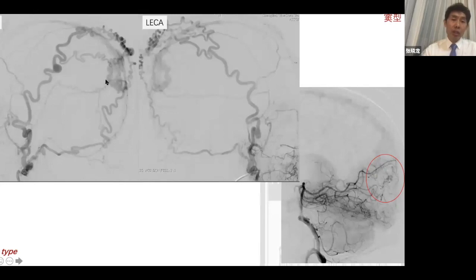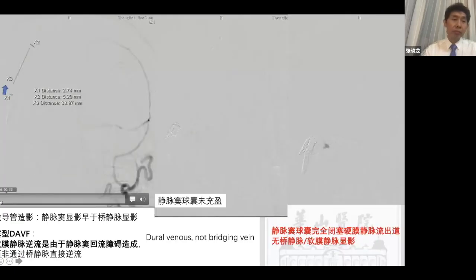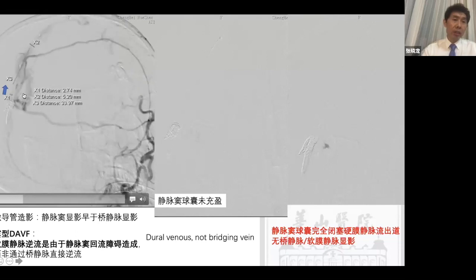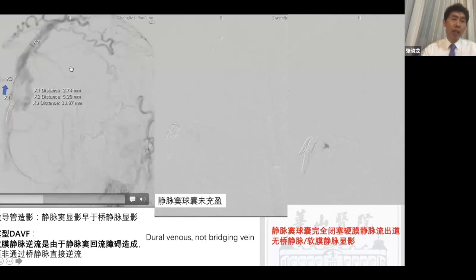It's the dural vein, it's not the bridge vein, because the artery comes from here and then goes back to the sinus. There is no reflux to the pial vein. And here are the details of the fistula. Here is the fistula, and here is the drainage vein. Maybe we can call it the presinus space. It's not the bridge vein. And this refluxes to the bridge vein and the pial vein from the superior sagittal sinus.